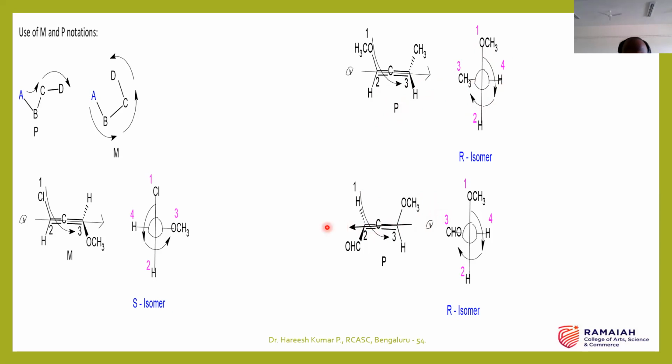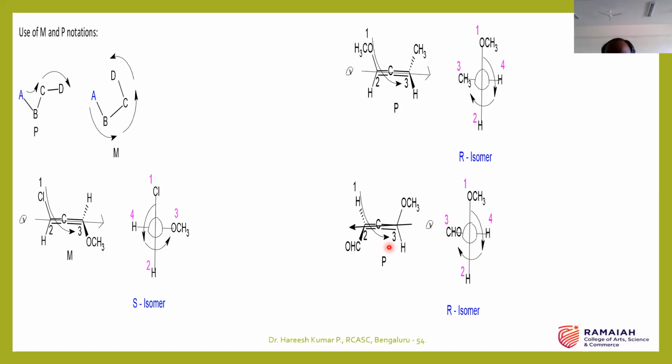Similarly, you can take one more example, but here the chiral axis is moving from this carbon atom to this. The wedged one is always the horizontal one. When you are viewing from here, the CHO group is on the left hand side. These are vertical, OCH3 and H. So 1, 2, 3. That means it's a clockwise direction and it is P.